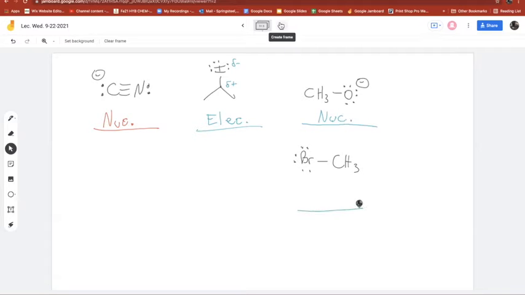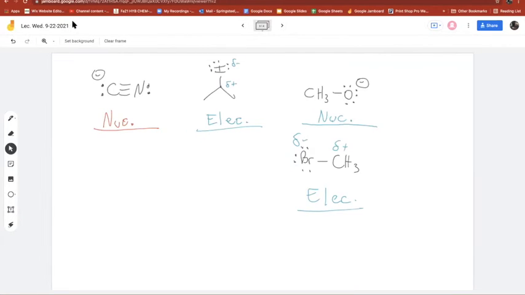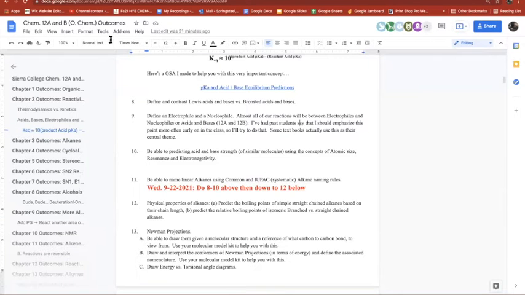Finally, down here, we've got another delta minus, delta plus. This is an electrophile. And you'll see most of our electrophiles are going to be carbons, sp3 carbons with halogens like iodide, bromide. Okay. And then on exam 1, I won't ask you to identify electrophiles and nucleophiles. This will be exam 2 stuff.